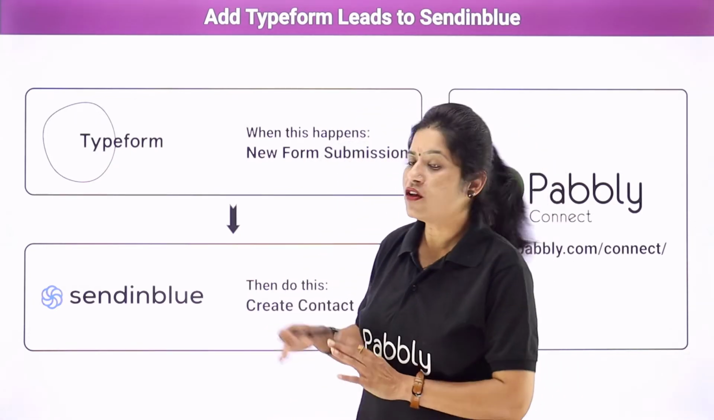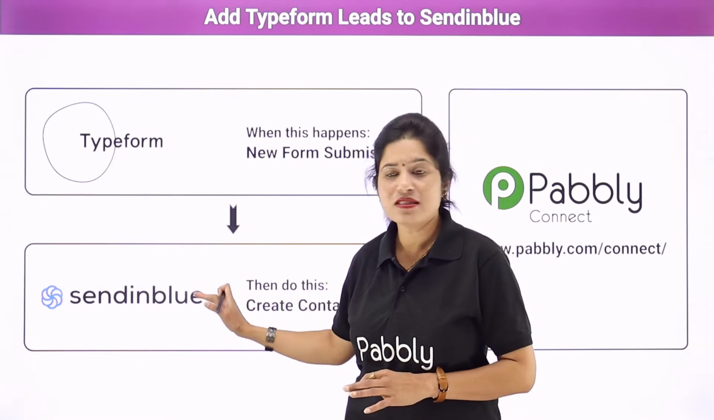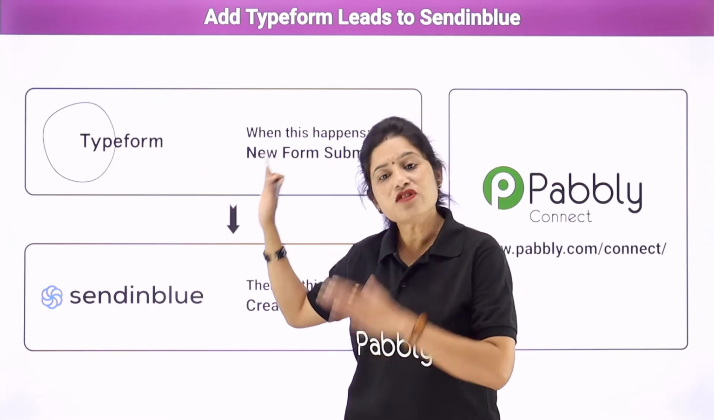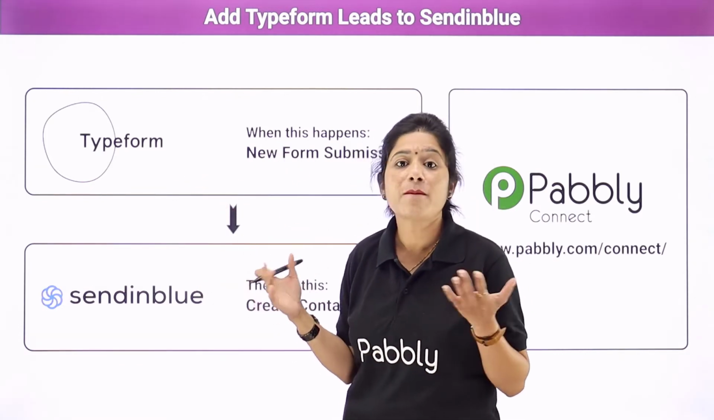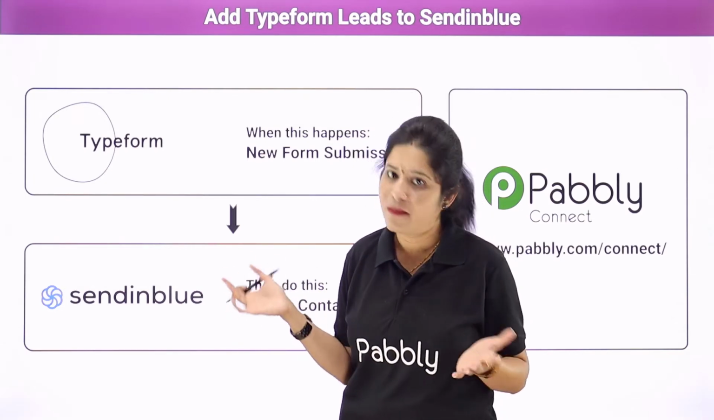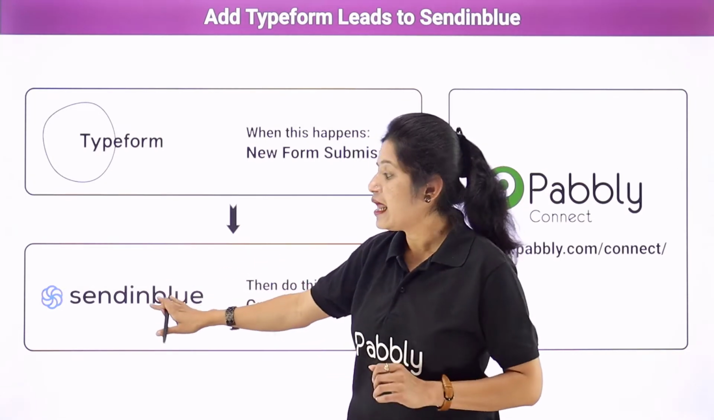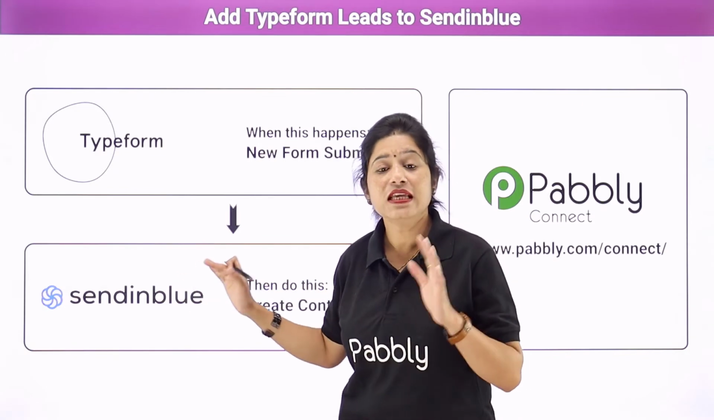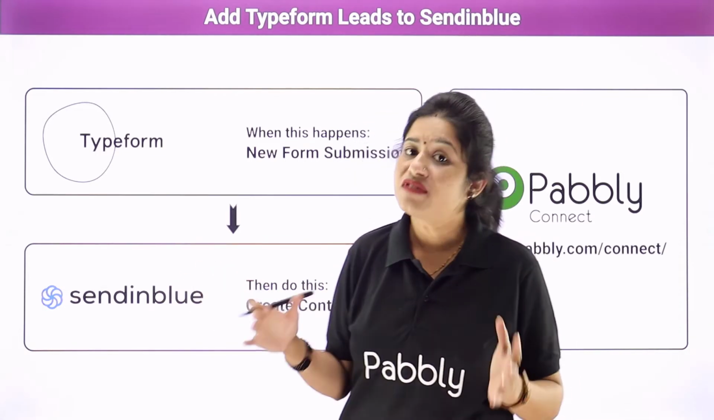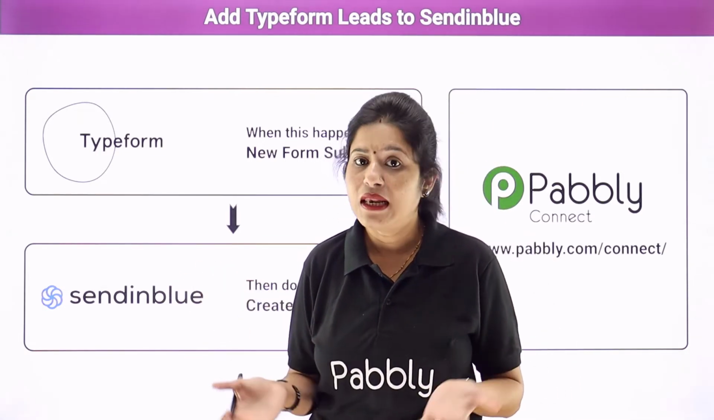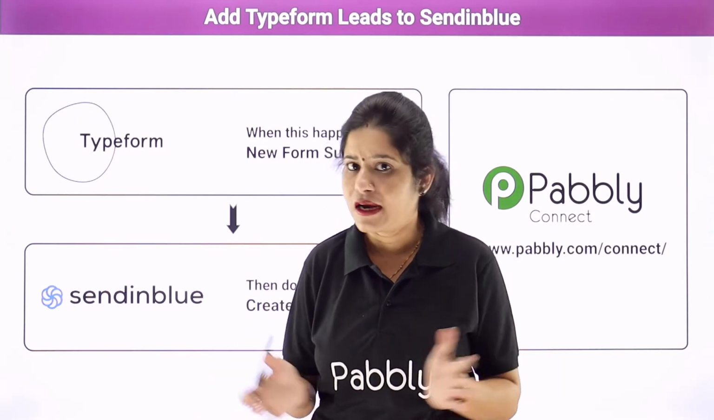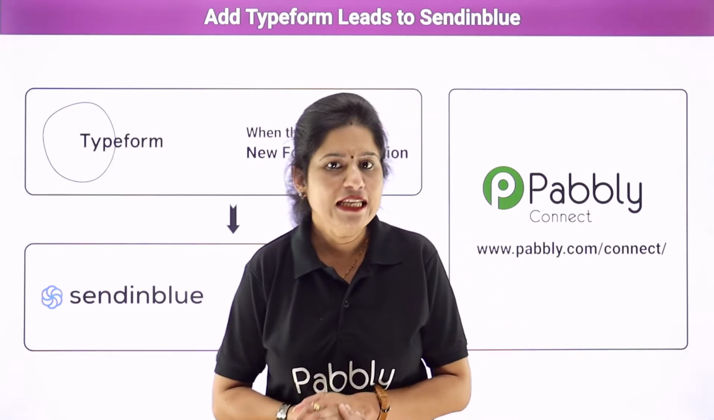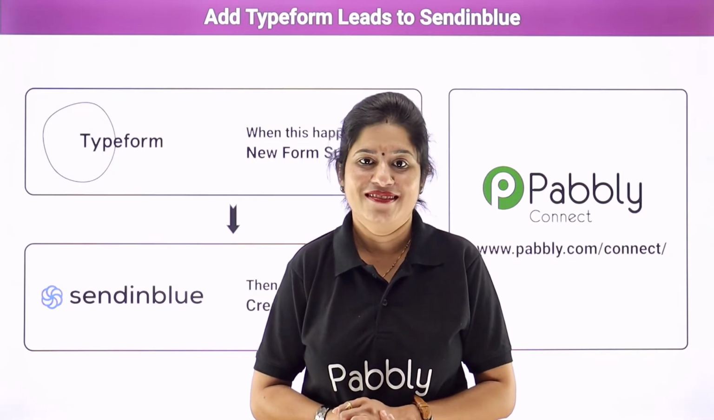So in this particular automation, we are using two software applications. The first one is Typeform. So in place of Typeform, we can also use Jotform, Paperform, Google Forms or any other form building software application. And the second application we are using is Sendinblue, which is an email marketing platform. So in place of Sendinblue, we can also use MailChimp, MailerLite, MailerCloud or any other email marketing platform. So let us learn the integration process on my screen.